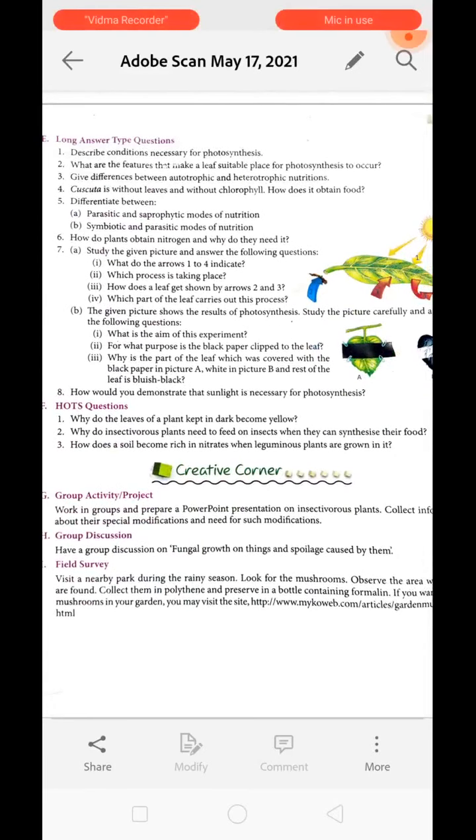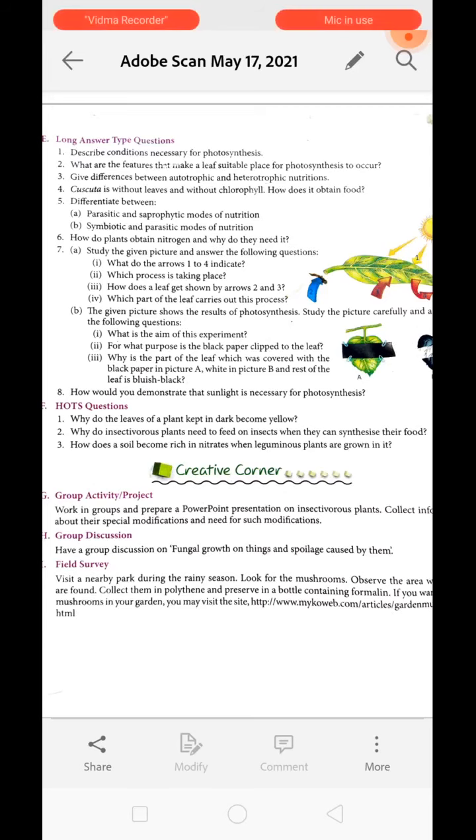F1. Why do the leaves of a plant kept in the dark become yellow? Actually, when the leaves are kept in a dark room, they do not get sunlight to perform photosynthesis. Because of it, the chlorophyll of the leaf starts to degenerate and the leaf turns yellow.